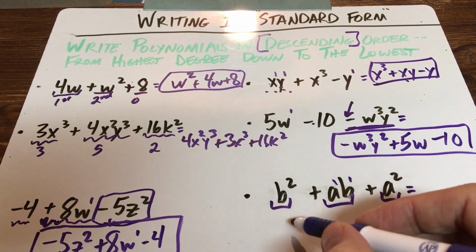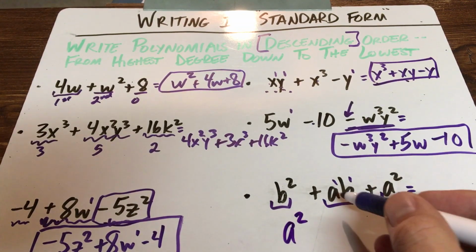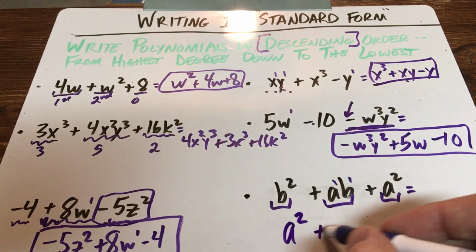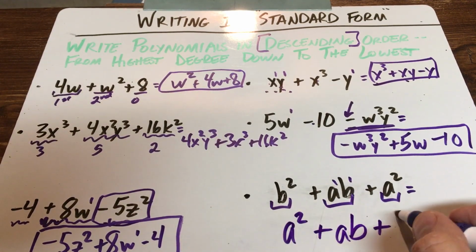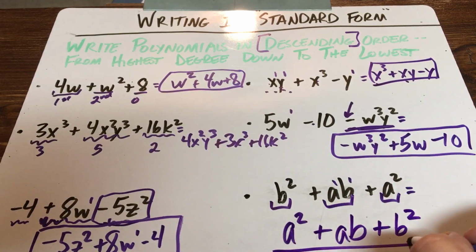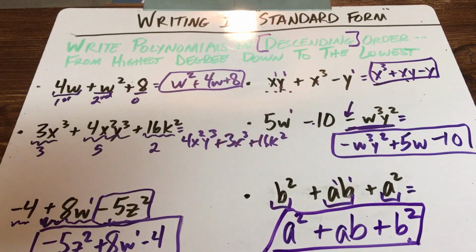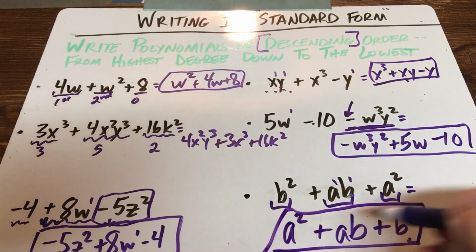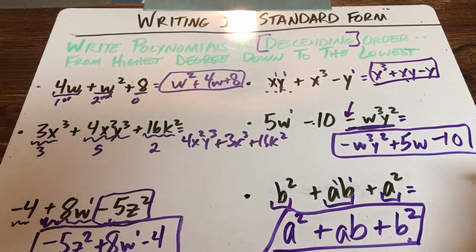So the letter A, which is the first in the alphabet, should come first. It's just an A all by itself. And then A with a B should come next, and then the B, which is all by itself, should go at the end. So this is how most math books, how most answer sheets, most math teachers would want you to do it. If you have a tie, you just go in alphabetical order. Okay? And that is standard form from highest degree down to lowest degree.